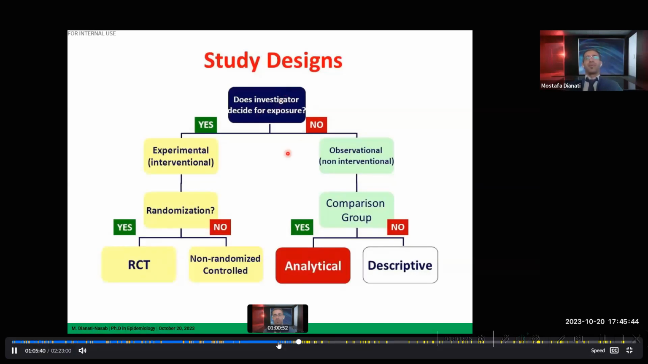So, do you remember during the previous lecture I mentioned, please try to keep this slide in mind? Yes, because right now we need it. Here, this asks us, does the investigator decide the exposure? And the answer is yes, because you're using a vaccine or a drug or an intervention. So then your study is an experimental study. Are you going to randomly assign participants to drug and placebo? If yes, this is RCT. If not, this is a non-randomized controlled trial, okay?